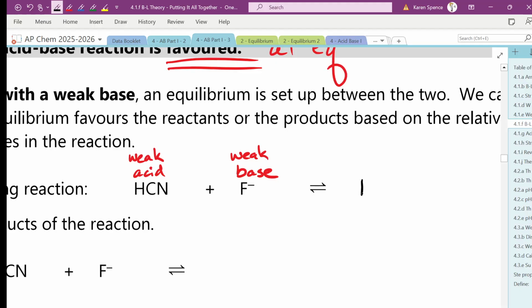HF and CN minus. Okay? In the reverse reaction, who is the acid and who is the base? HF is the weak acid, and CN minus is the weak base. Okay.